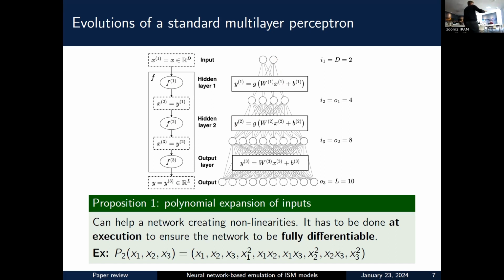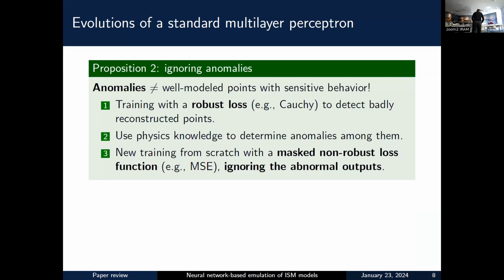So the first proposition is to create a polynomial expansion of inputs, which means that to help the networks create nonlinearities, we will create a lot of polynomials at the beginning. It will help the networks, but we have to ensure that this is fully differentiable in order to have access to the derivatives.